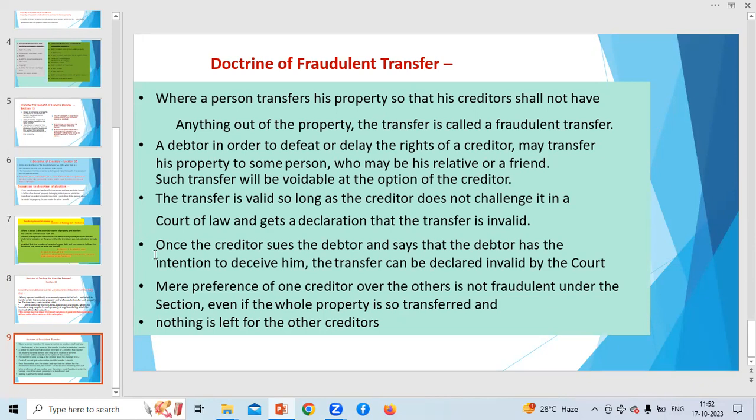Once the creditor sues the debtor and says that the debtor had the intention to deceive him, the transfer can be declared invalid by the court. So the court will declare it invalid. Until then, the transfer is valid. Mere preference of one creditor over another is not fraudulent under the section, even if the whole property is so transferred and nothing is left for the other creditors.